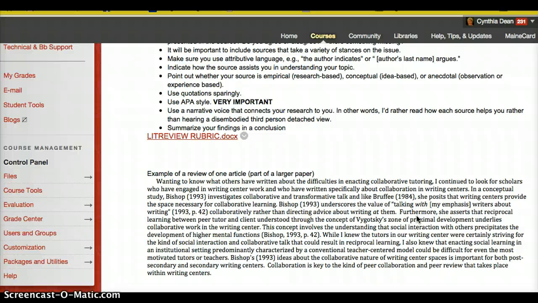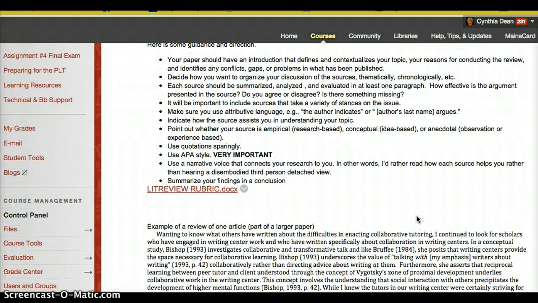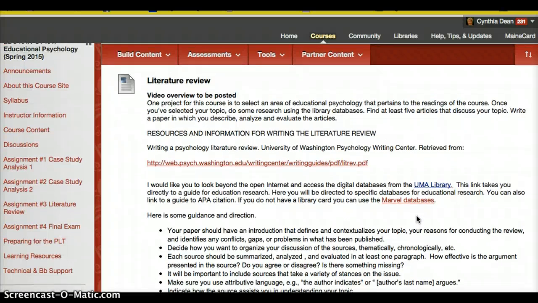So this is just one paragraph. There was another paragraph that went along with this because this was a larger paper. But I'm asking you for each article that you review, that you have at least one well-developed paragraph for that. But you'll probably end up with more. All right, so let's go back up here.